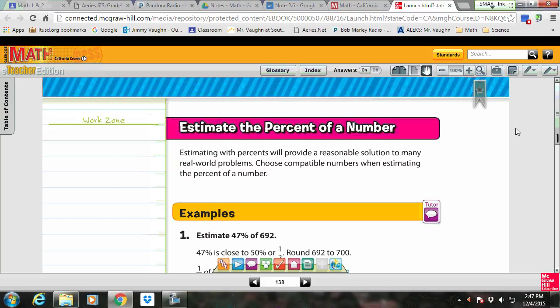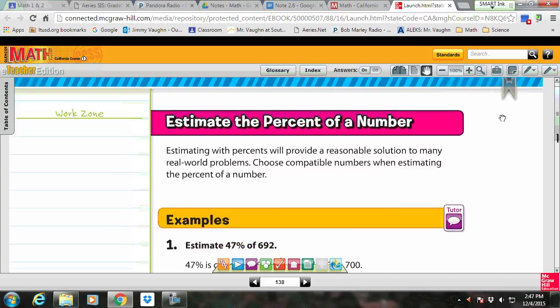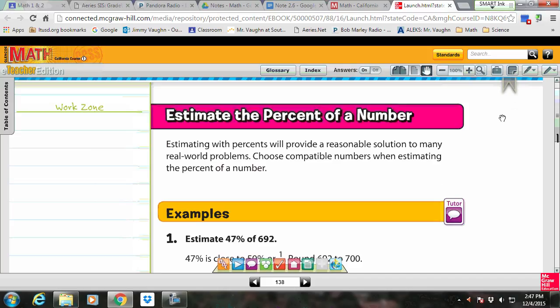Estimating means it's not exact. Estimating is going to find a reasonable solution. That's pretty darn big, but I think that's okay. Estimating is going to provide a reasonable solution to many real-world problems.